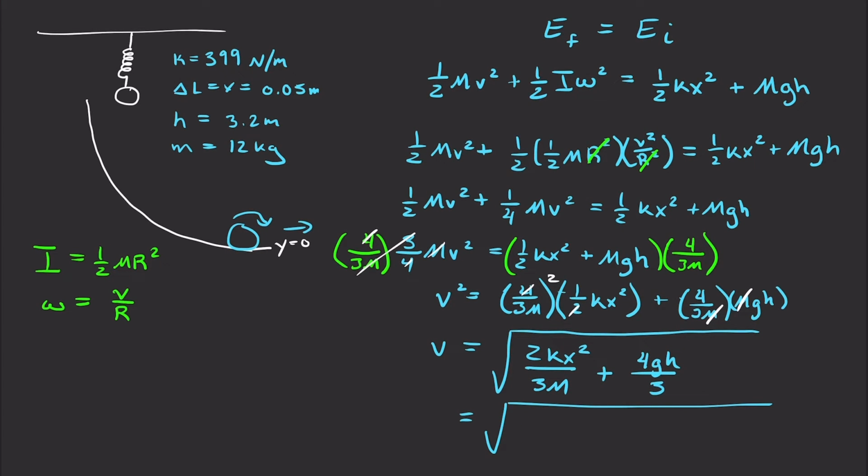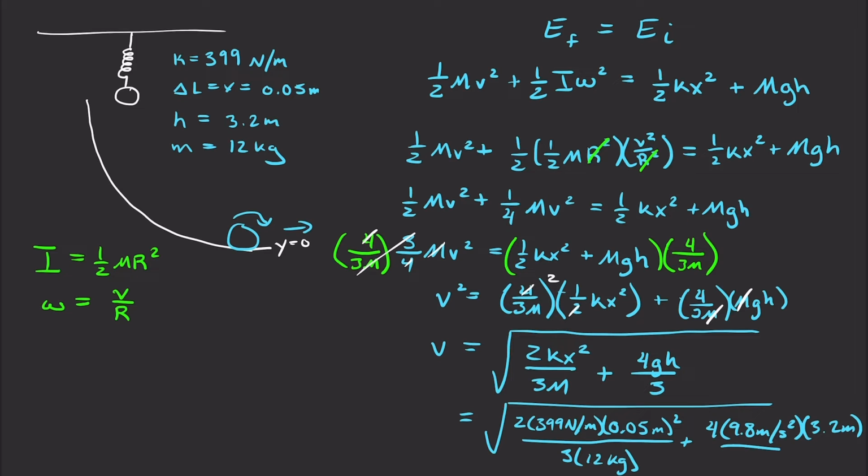So this is 2 times k, which is 399 newtons per meter, x is 0.05 meters squared, divided by 3 times 12 kilograms, plus 4 times 9.8 meters per second squared, height 3.2 meters, divided by 3. And if you plug all that in, you get the velocity is 6.47 meters per second.